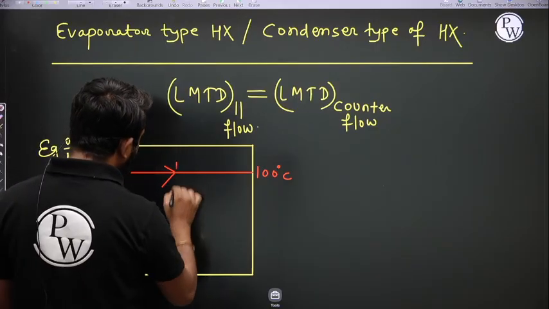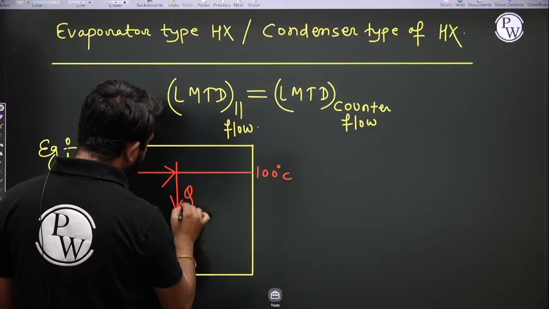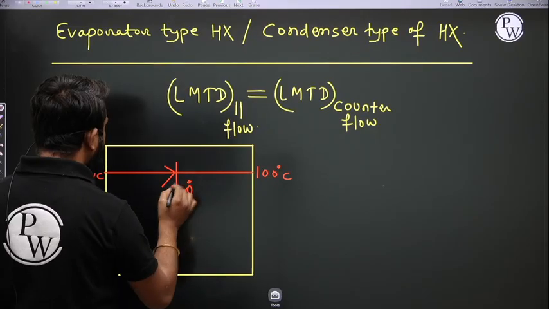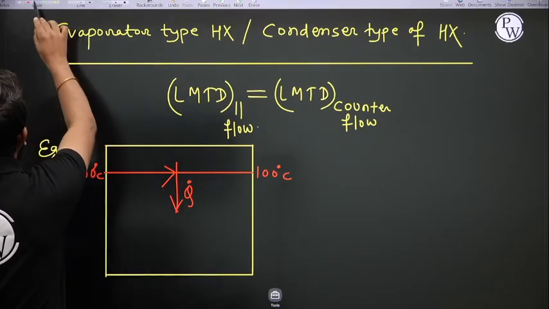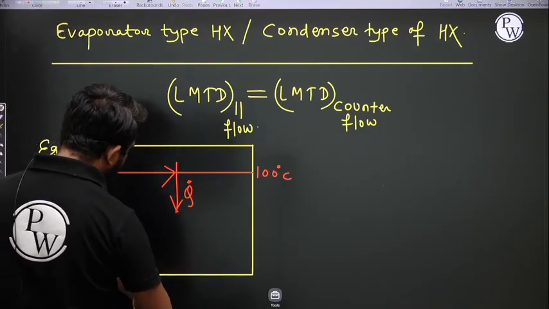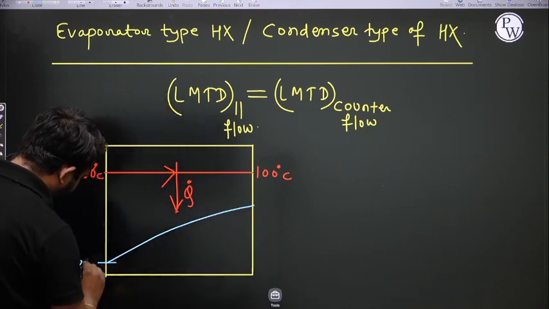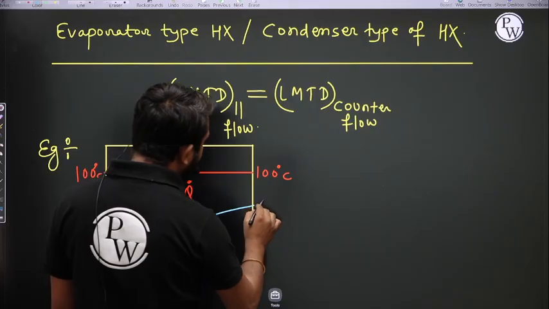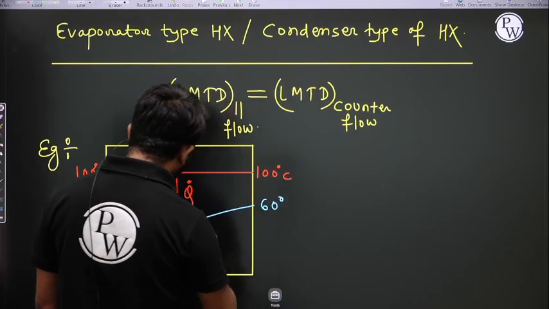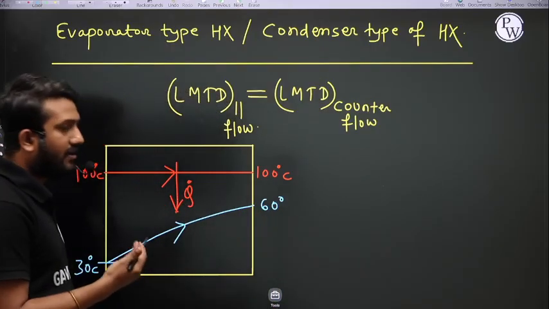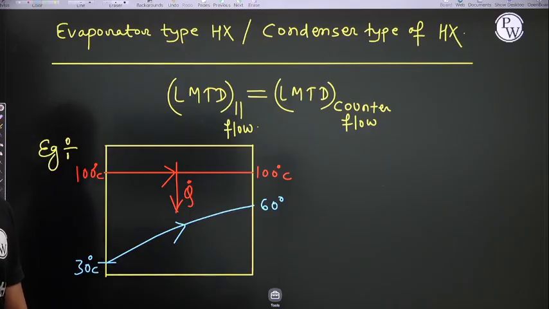Right? And it releases the latent heat of condensation. And that latent heat of condensation is utilized by the cold fluid. So cold fluid inlet temperature is 30 degrees Celsius and cold fluid exit temperature is 60 degrees Celsius. Right? Which type of flow is it? It is a parallel flow heat exchanger.